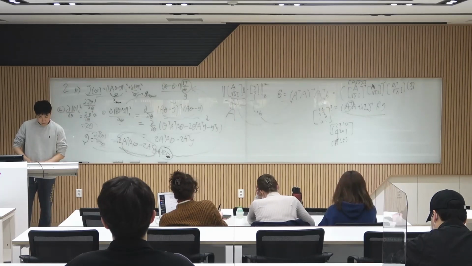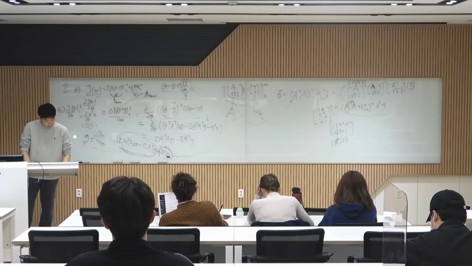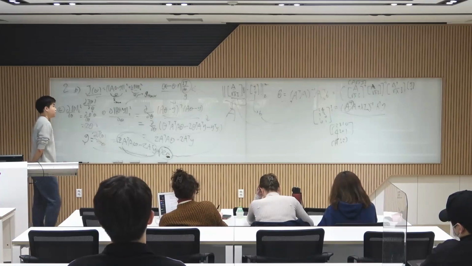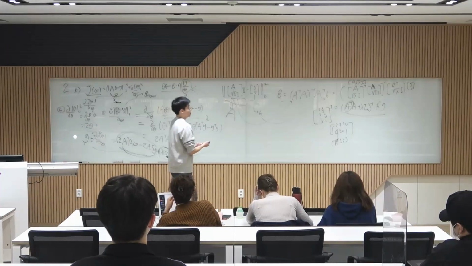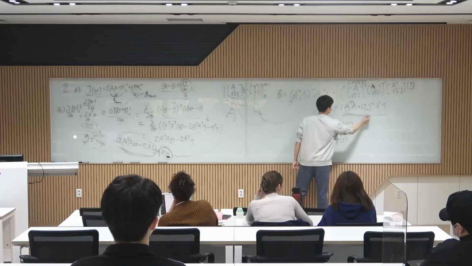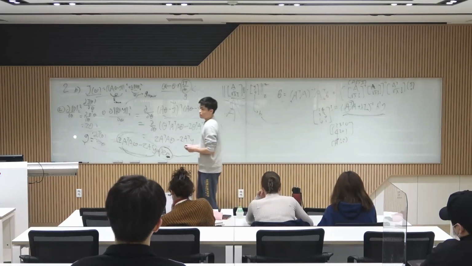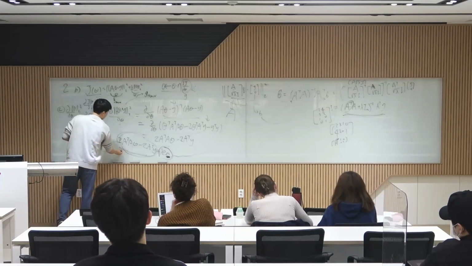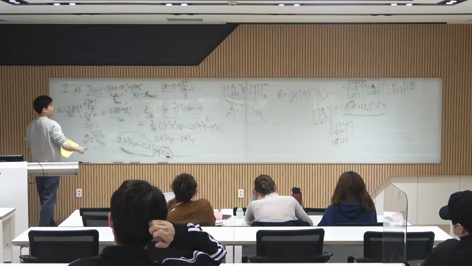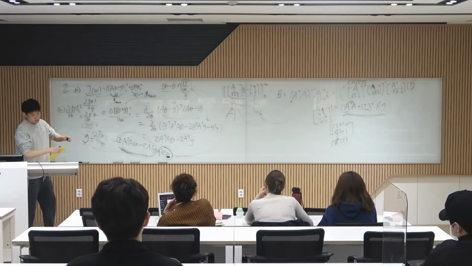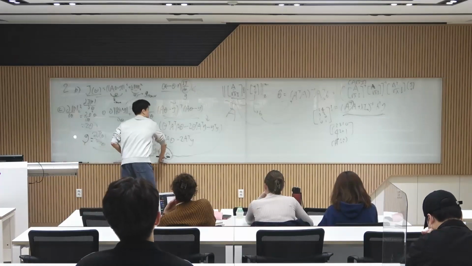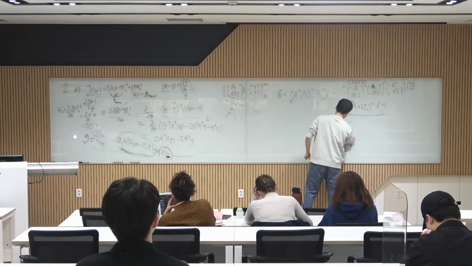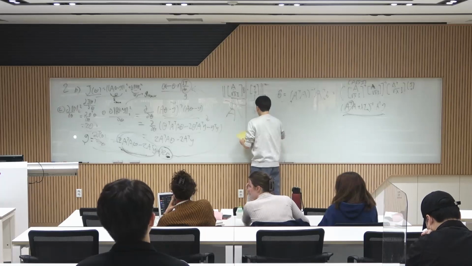Okay, so let's move on to problem D. You need to show that the results of A and B have the same meaning. So basically A was this term, and problem B resulted in this term, right? So we need to show that A and B are equal. Have the same meaning, I mean. So problem D.